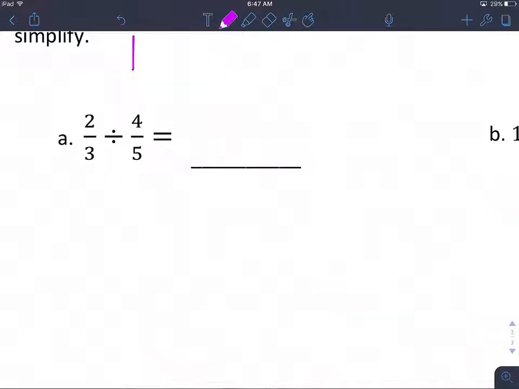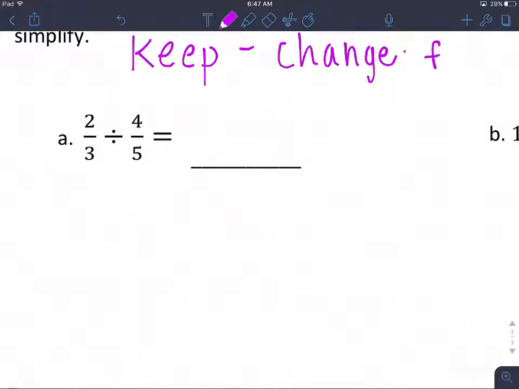Now, the words we need to remember are keep, change, and flip. So, we keep that first fraction the same, so we keep 2/3 the same. We change division to multiplication, and we flip our second fraction.